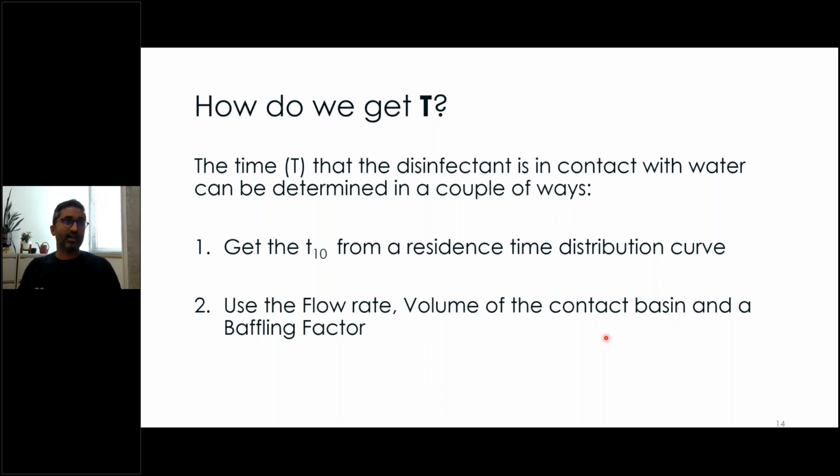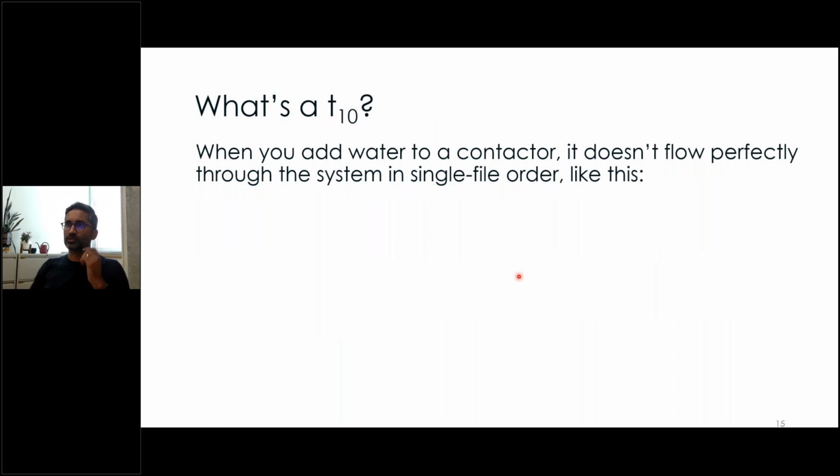So how you get T, there's a couple different ways, and the first way is you get something called a T10, and you get it from a residence time distribution curve. So a couple of terms here that you might not be familiar with. What's a T10? What's a residence time distribution curve? We'll talk about that in a second. The second way, which we'll get into afterwards, is that you can calculate it using flow rate, the volume of your basin, and something called a baffling factor, which has to do with the type of baffles that you have in your contact tank. Okay, so what's a T10?